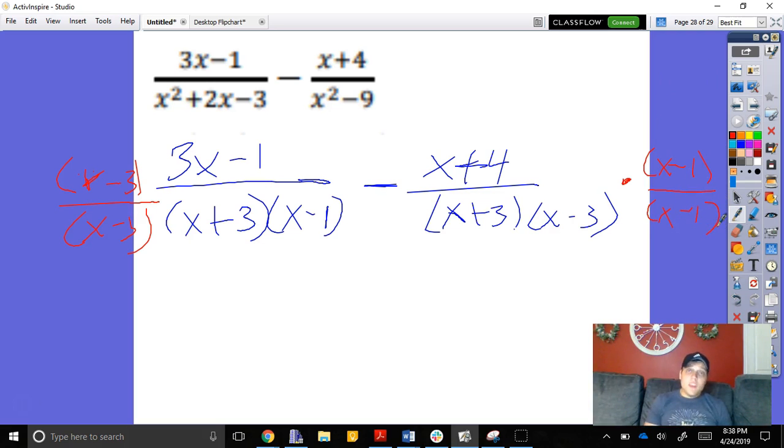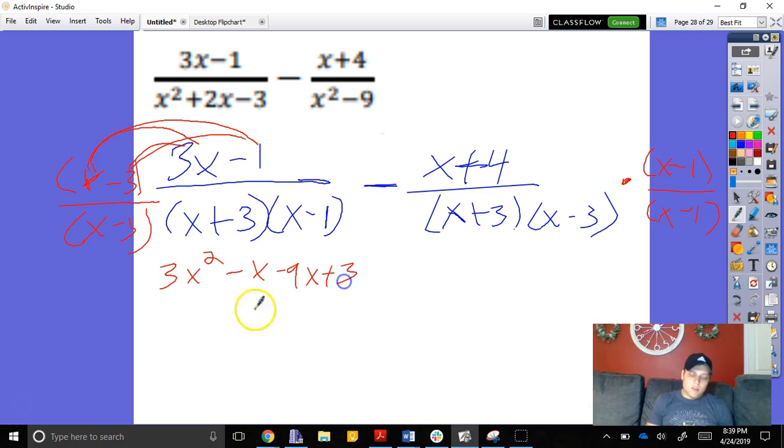Okay? So then we're going to multiply our numerators. So we're going to do first times first, first times second, second times first, second times second. So x times 3x is 3x squared. X times negative 1 is negative x. Negative 3 times 3x is negative 9x. Negative 3 times negative 1 is a positive 3. All over all three of these pieces. So that's the x minus 3 piece, the x plus 3, and the x minus 1.